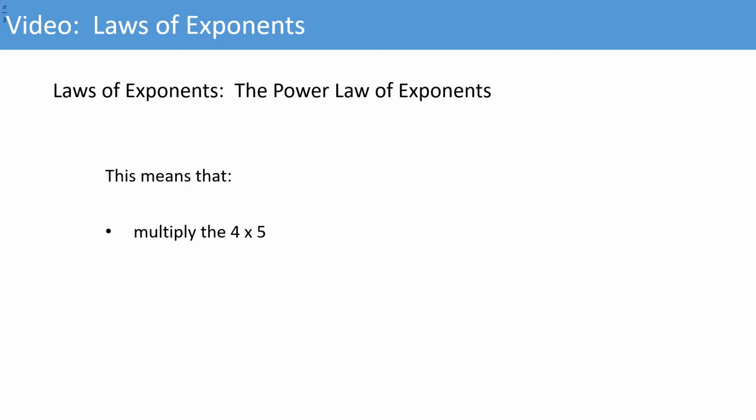This means 4 times 5 will be multiplied to get 20. So the result of a to the exponent 4 all to the exponent 5 is a to the 4 times 5, a to the 20.